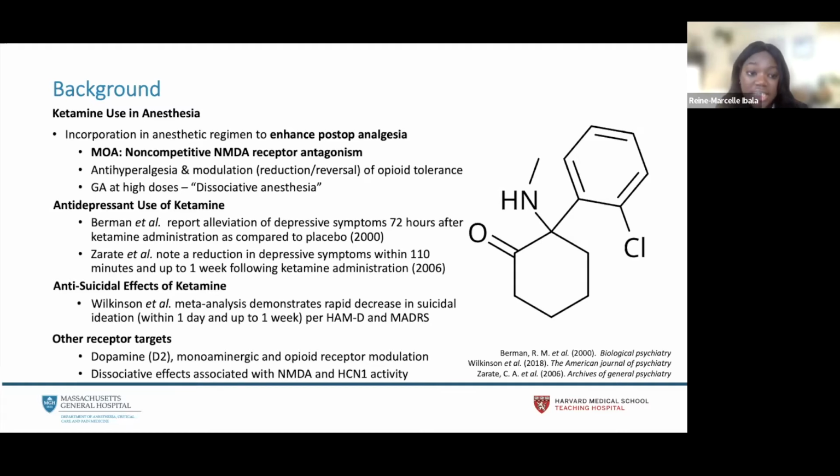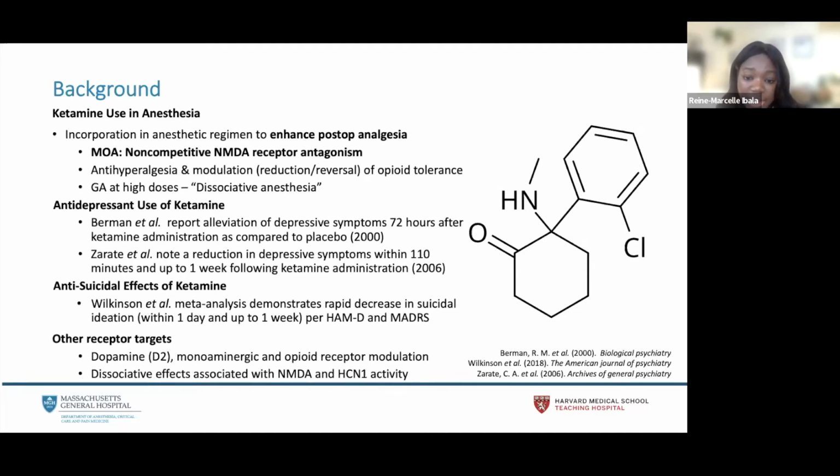This mechanism of action is definitely distinct, but followed alongside its anti-suicidal effects, which were shown in Wilkinson et al.'s paper, showing that ketamine ended up showing a rapid decrease in suicidality as deemed by the HAM-D and the MADRS tools within 1 day and up to a week of the administration of ketamine. We also know that ketamine has other receptor targets, mainly from a dopamine standpoint, also monoaminergics and opioid standpoints. At this point in time, from our literature understanding, its dissociative effects have been mainly associated with NMDA, but a paper also showed its use based off of an HCN1 pathway.